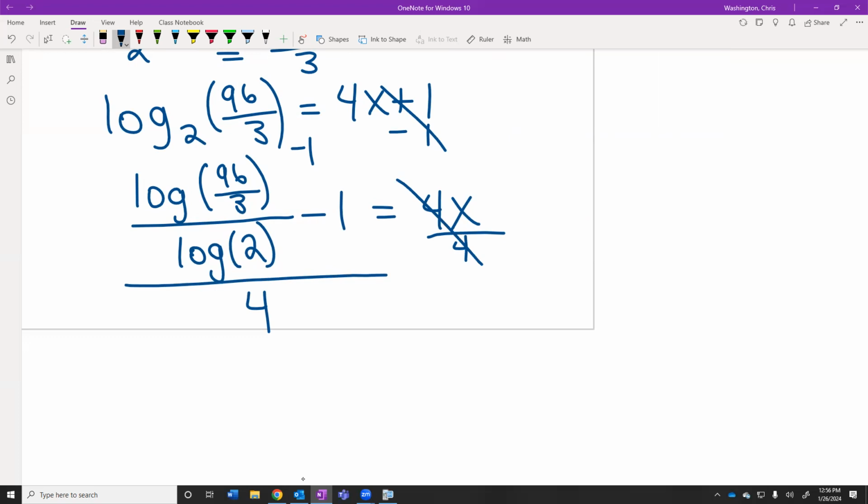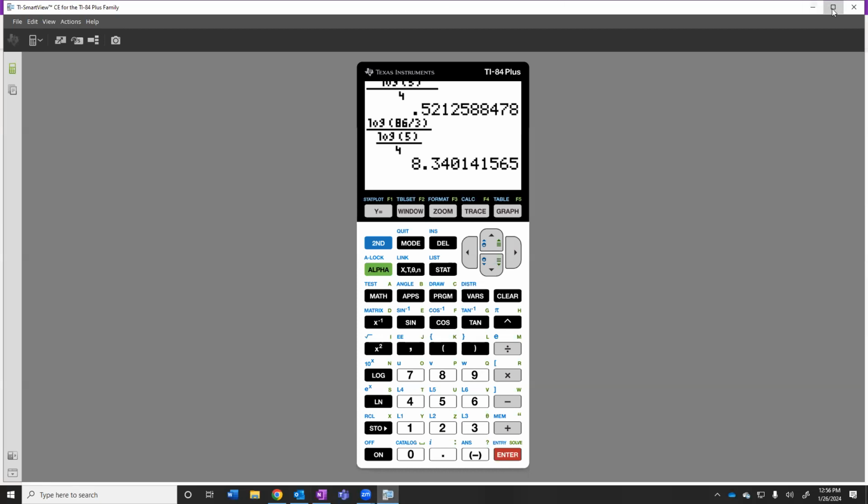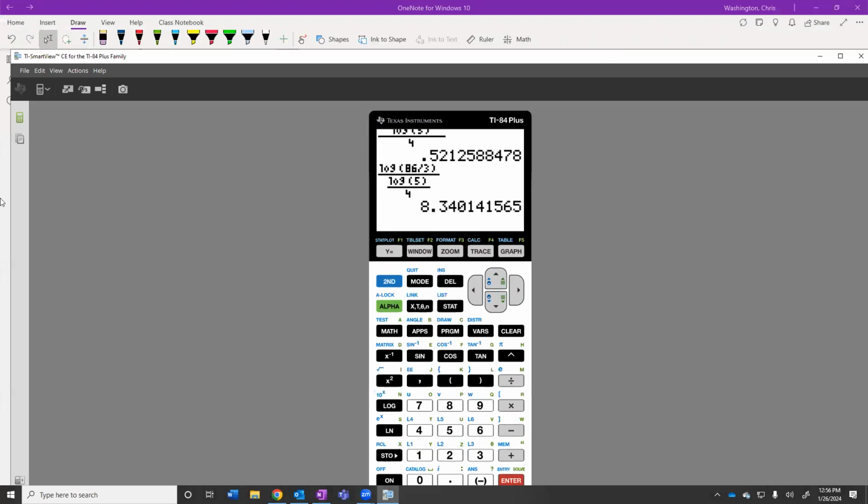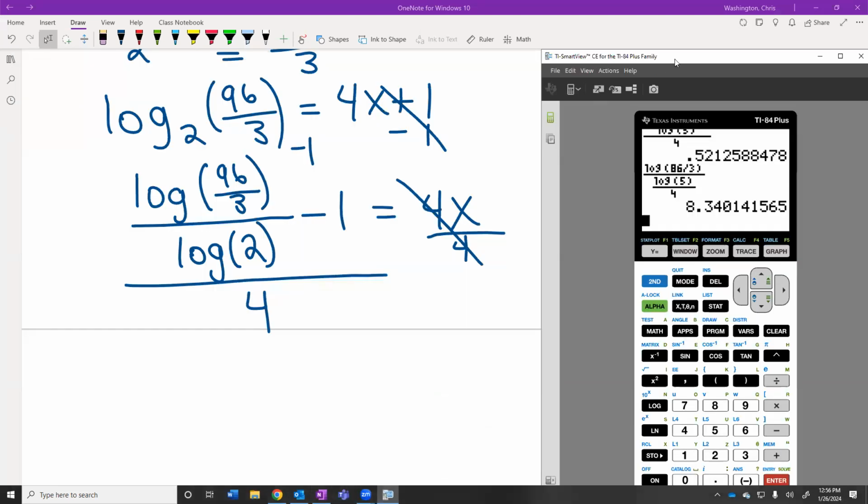Or I'm going to show you something else you can do, if you're scared you're going to type this in wrong. What else could we do to avoid this big fraction? I'll show you what that looks like in just a second. Let everybody get that written down, and then I will switch to the calculator screen. Smaller, maybe. There we go, that works.